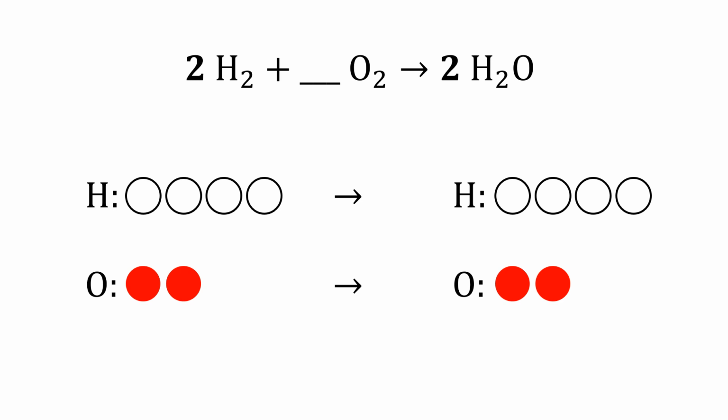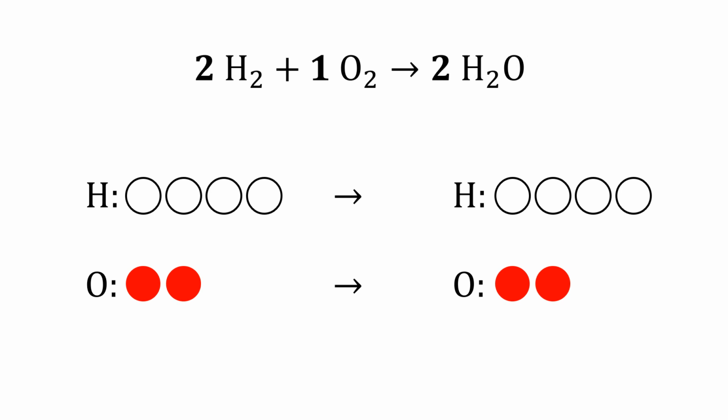Anything I don't have to change can be used as a 1 for my coefficient. So 2 H2s plus 1 O2 should be able to make 2 H2Os.